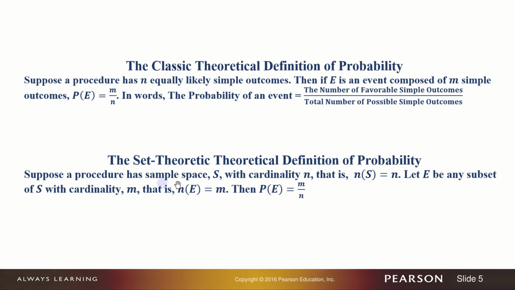The set theoretical definition of probability just brings sets in. Remember, suppose a procedure has sample space S, and remember that sample space is just a set containing all the possible equally likely simple events or outcomes, with cardinality n, meaning there are n of them. So we say n(S) equals n. And let E be any subset of S with cardinality m. That is, n(E) equals m. Then the probability of the event E will be m over n. So this is everything that we've been discussing, just formalized.